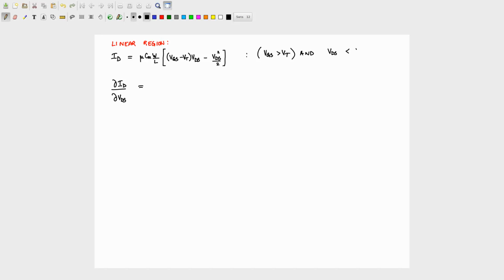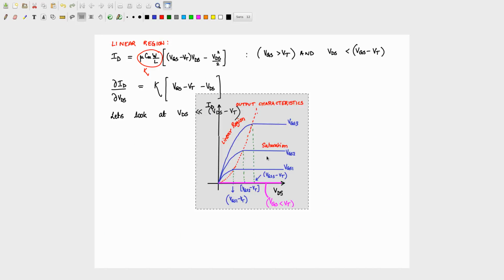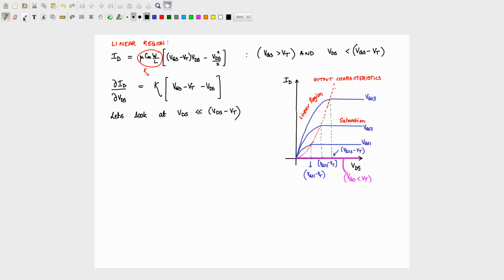I'm only interested in the following ratio, which is ∂ID/∂VDS. Remember, this region is given by VGS greater than VT and VDS less than VGS minus VT. Correct? So this is nothing but K times (VGS − VT − VDS), because this quantity is my K, correct? Is that right? Okay, now let's look at the case where VDS is much less than VGS minus VT.